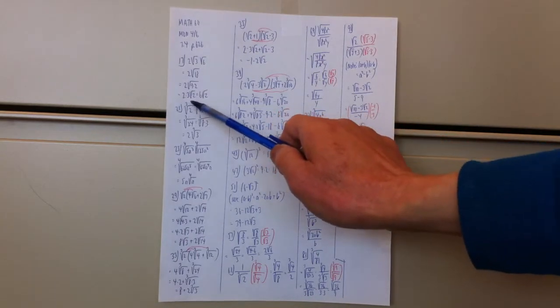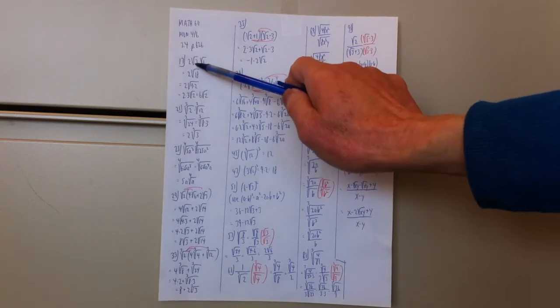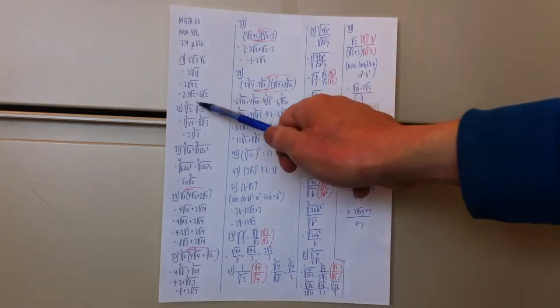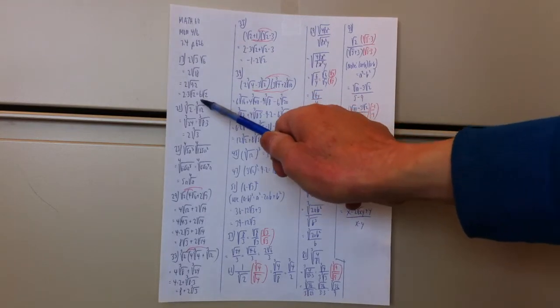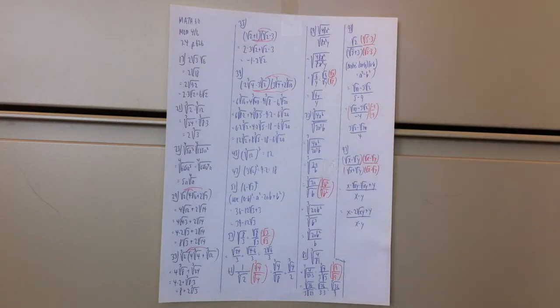Notice I can multiply the 2 times the 3 since they're both outside the radical. I can multiply here the radical 3 times the radical 6. They're both inside the radical. But once I get to 6 radical 2, I leave it alone. Don't try to multiply these. You have one number that's outside and one number that's inside the radical, so just leave it alone.